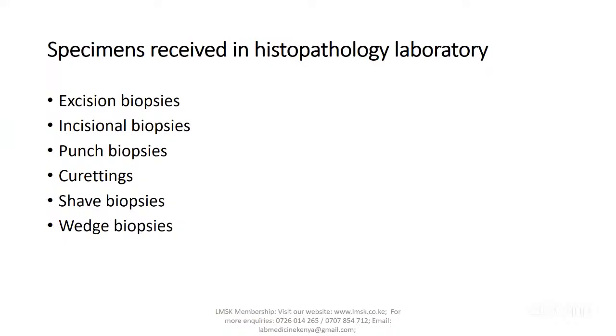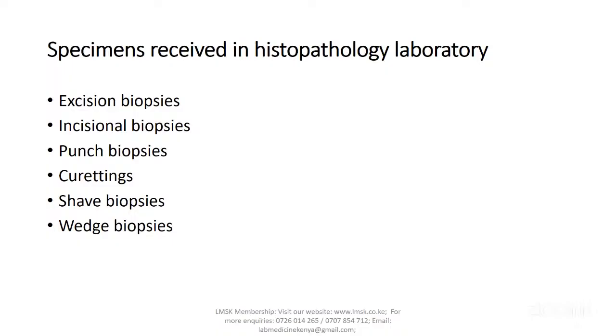So to start with, let's try and understand some of the specimens that are received in a histopathology laboratory. So we have the incisional biopsies. Those are biopsies where you go in and take part of the tissue, not the excisional biopsies. Sorry, excisional biopsies, that is the type of biopsy where you take the whole tumor or the whole lump out. You remove the whole tumor or the whole lump, then you take it to the histology lab for assessment. That is excisional. Maybe there's a lump in the breast, so you go into the breast and take out the whole lump. That is excisional.